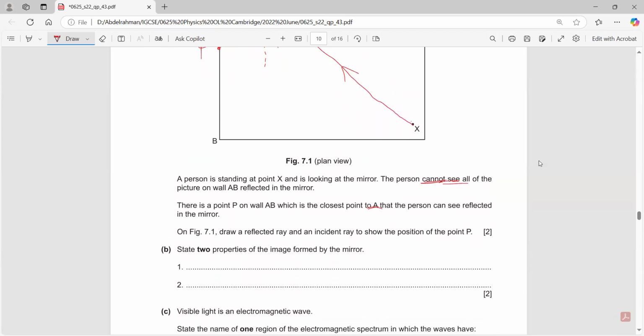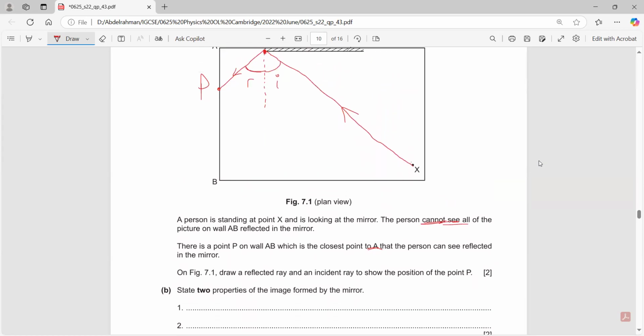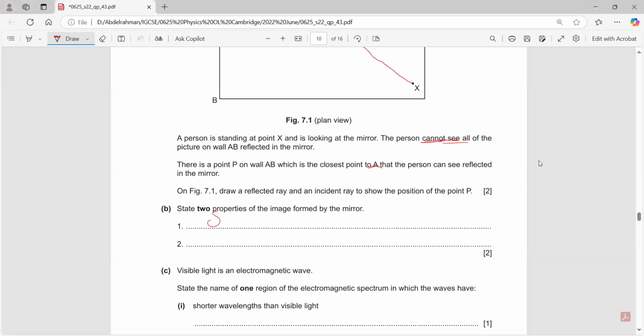State two properties of the image formed by the mirror. We have several properties. For example, it is always upright. It's always a virtual image. It's always the same size.